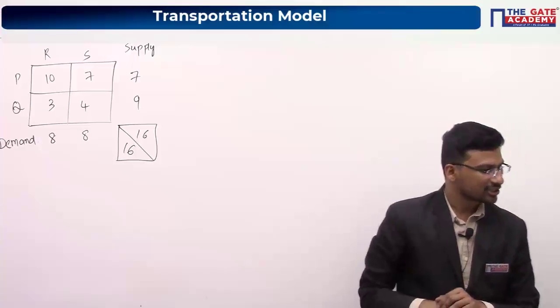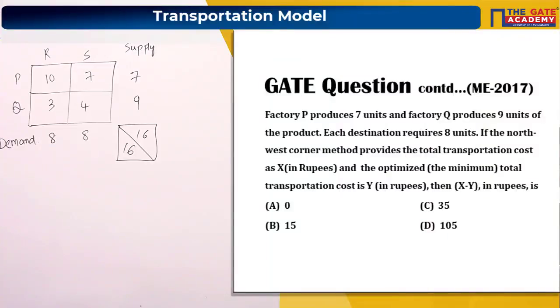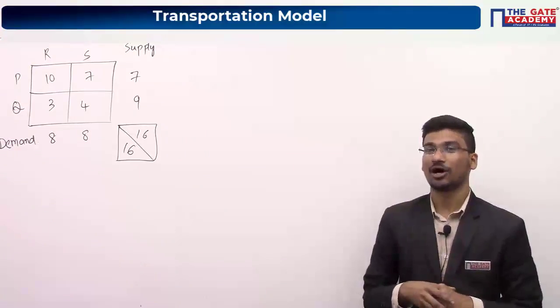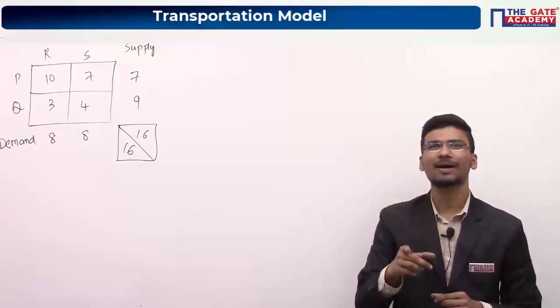Now what are they asking in the question? If the northwest corner method provides a total transportation cost of X rupees, that means you have to solve this particular question using the NW method. After solving it using the NW method, you will be getting some total cost value. That total cost value is equal to X rupees. That is what they are saying in the question. Next, the optimized total transportation cost is Y rupees. That means, how to find the optimized total transportation cost? You have to use the MODI method.